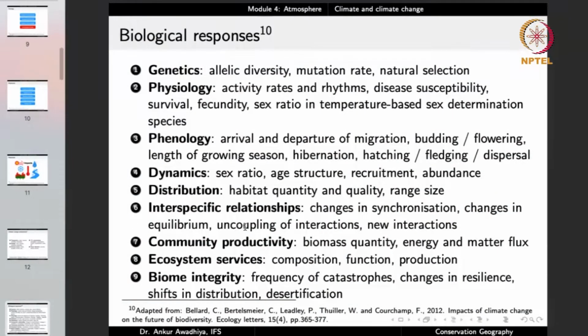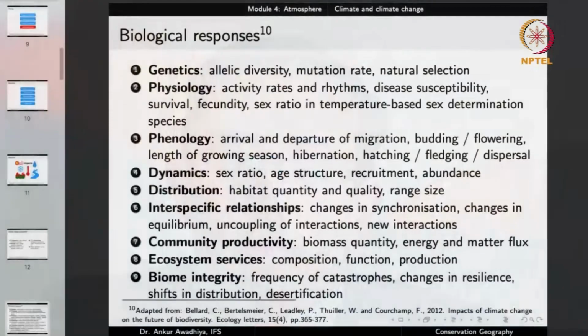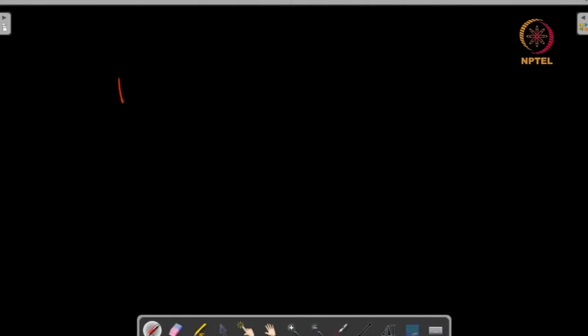We are observing changes in interspecific relationships, changes in synchronization. Now, what is changes in synchronization? There are certain birds that lay eggs which hatch in a particular season, so that they can match their timings with the fruiting of certain trees. So for instance, if the tree fruits at this time point, the bird's eggs will hatch somewhere around this point, so that the young ones can make use of this whole complete fruiting season, so that they have sufficient amount of food.